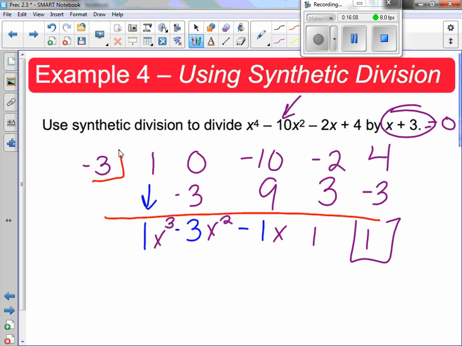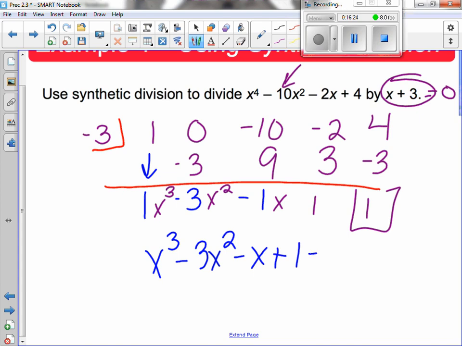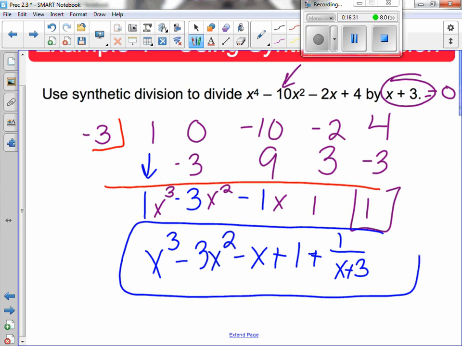x squared and x cubed. So we go like this here. Now, as we noticed and kind of mentioned earlier, we started with a degree 4. Now we have a degree 3. We go down 1. Plus 1 over x plus 3 is this here. And that'd be it, folks. That's all we have to do for here. That's how we would do the synthetic division.